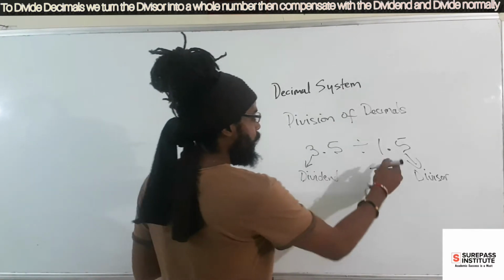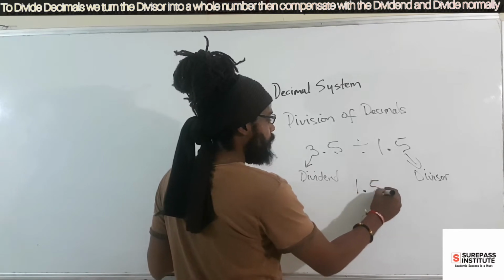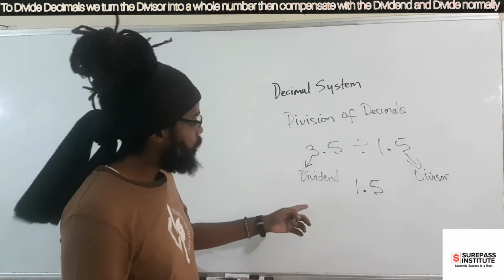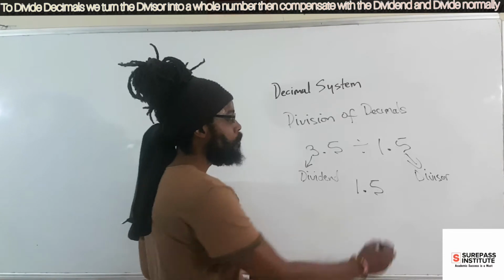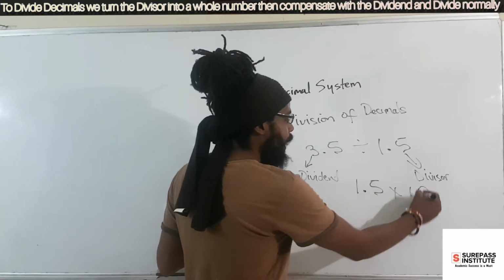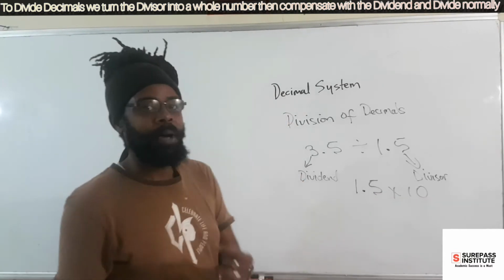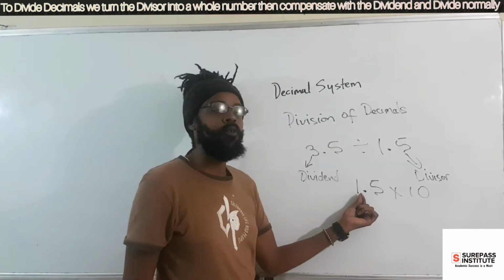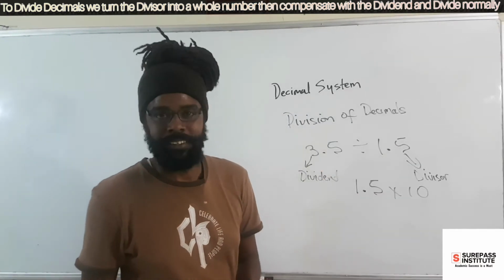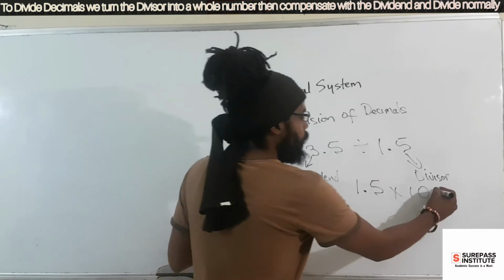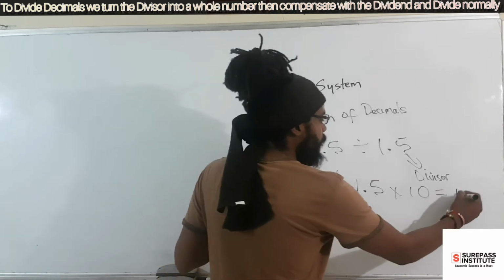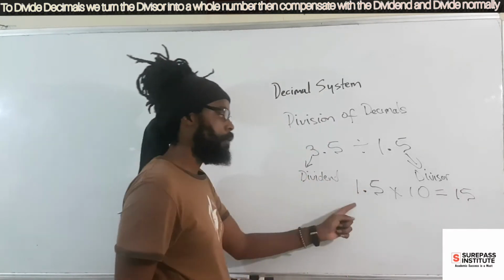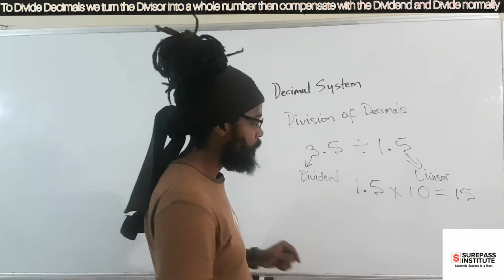So the divisor here is 1.5. In order to turn it into a whole number, we need to multiply it by 10. Why? When we multiply by 10, the decimal point moves one place to the right. So the product here would be 15. Once you multiply 1.5 by 10, you get 15.